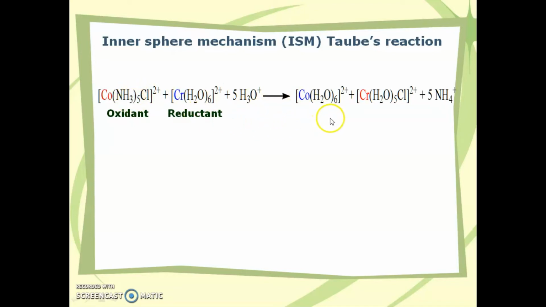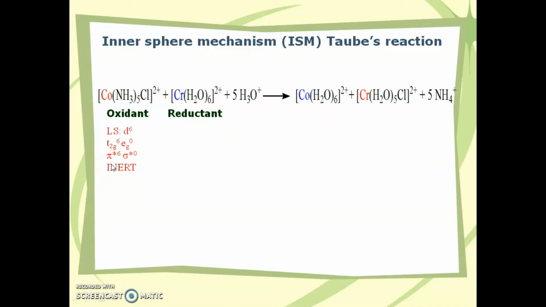The chromium, which was an aqua complex initially with the 6 aqua ligands, later gains the chlorine ligand from the cobalt complex. So now there are a lot of things that have happened here. Apart from the electron transfer, there is ligand transfer also. So we are going to learn a lot about this in this reaction. Now first we will concentrate on the t2g electron distribution.